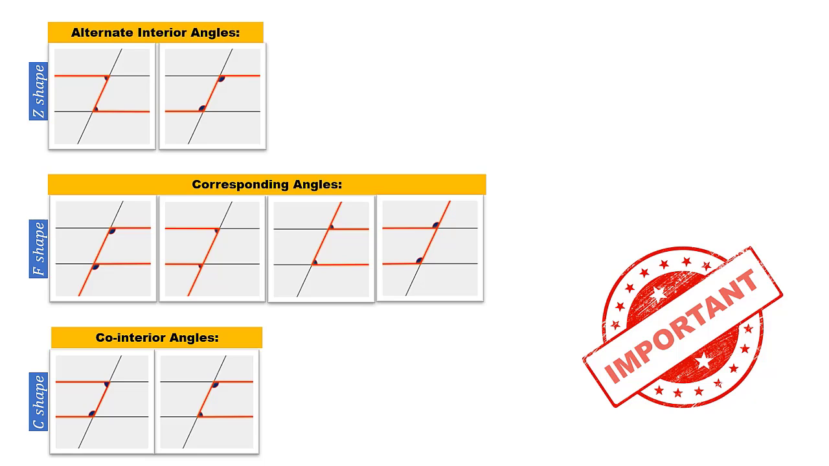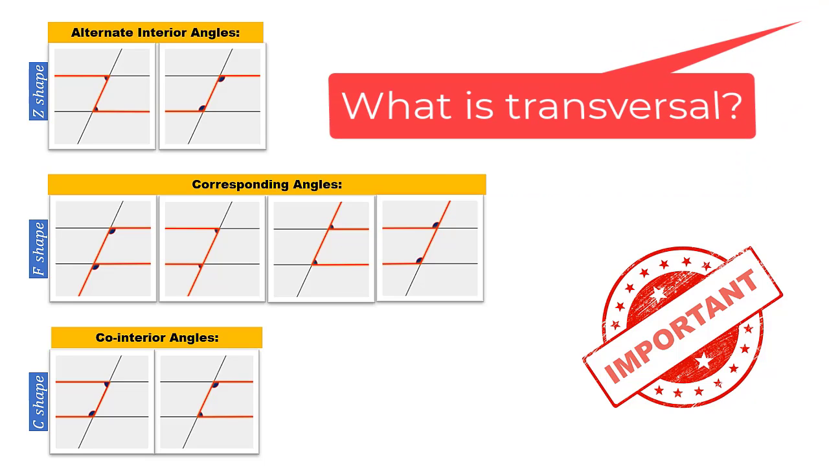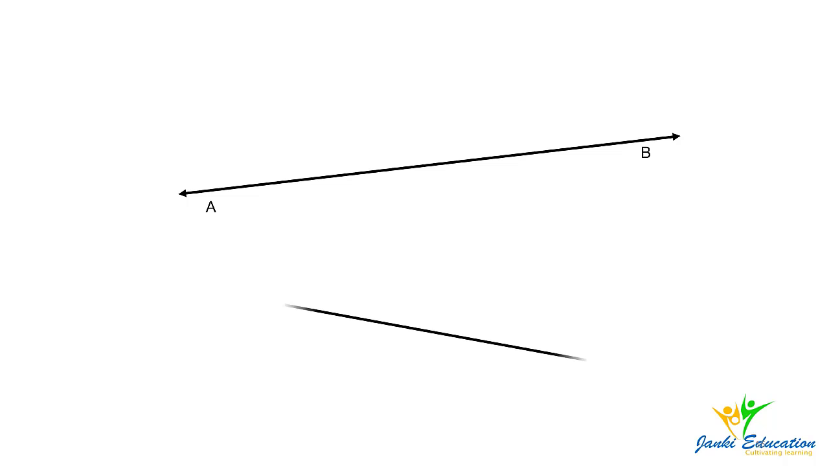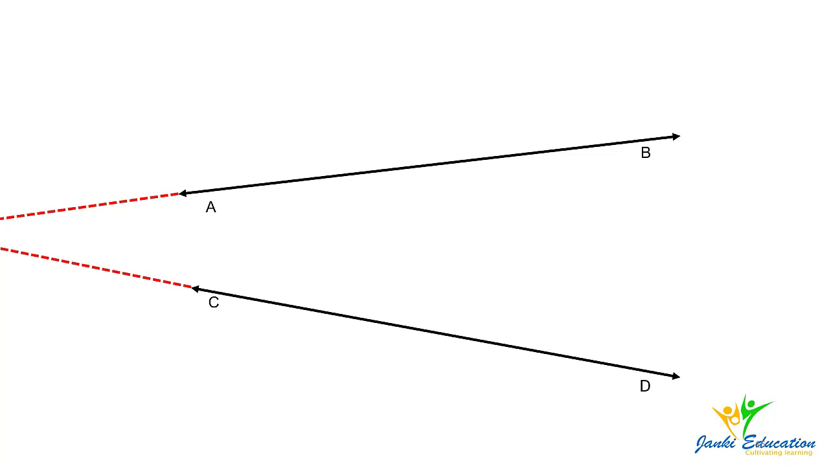So the very first question that comes to your mind is, what is a transversal? So let's start. Here, suppose you have one line AB, another line CD. Now, these two lines can be at any place. If you extend this AB like this and CD like this, they may be intersecting somewhere, it doesn't make any difference with this topic. So what we are focusing on here is the angles formed by a transversal.